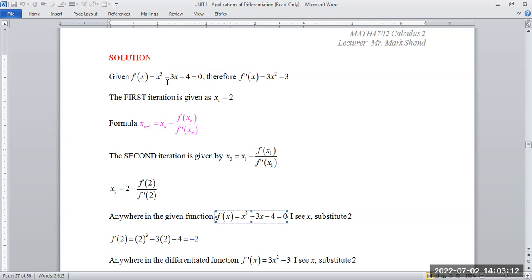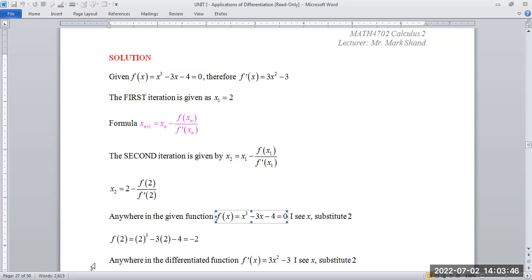So work with me. In the original function given, see it right here. So that up there is the same thing as this one here. Anywhere I see x, I'm going to put 2. So this is going to be 2 cubed minus 3 times 2 minus 4, which is this. So let's go. 2 cubed equals 8. 3 times 2 is 6. 8 minus 6 is 2. 2 minus 4 is negative 2.